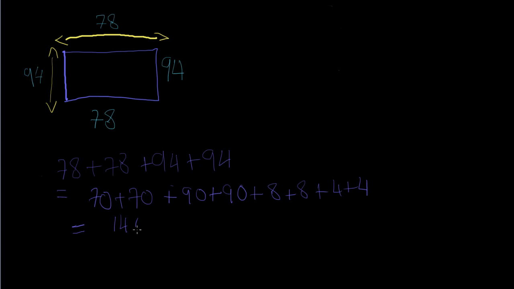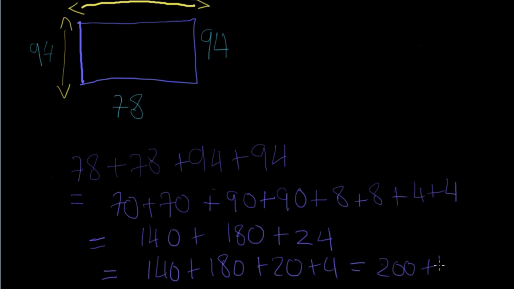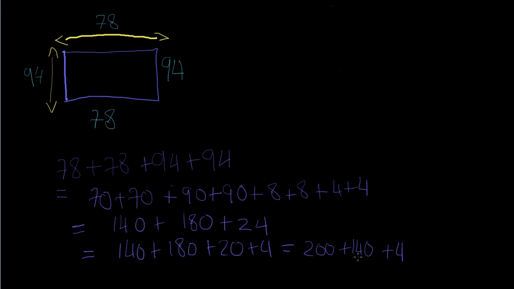So this would be 140 plus 180, because it's like adding two 9s and putting a 0 at the end. This would be 16 plus 8, which is 24. Now, notice how I'm going to do this next step. I can split this up to 140 plus 180 plus 20 plus 4. And this is equal to, now the 20 and 180 fit in quite nicely to give you 200 plus 140 plus 4. And then you just add this together again to give you 344. Now, an important thing I don't want you guys to miss out is the units. So don't forget that this is in meters.